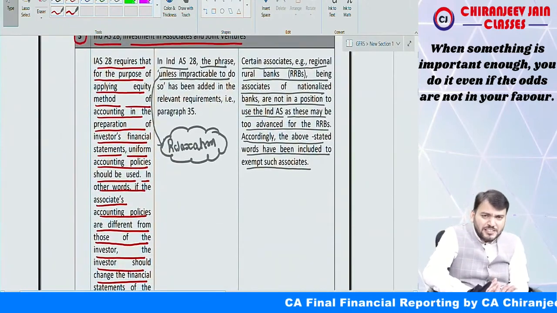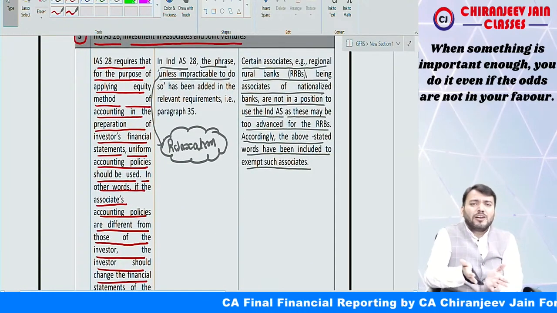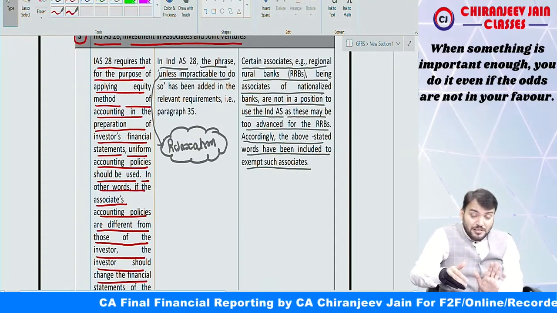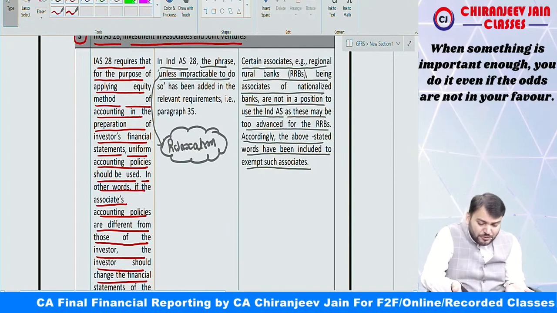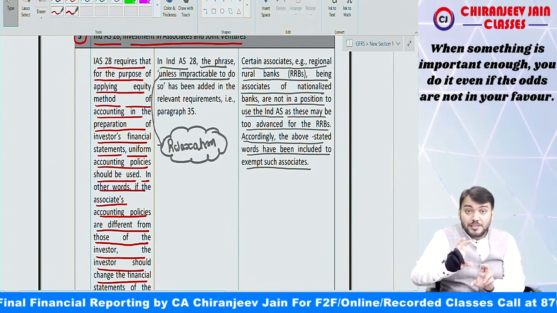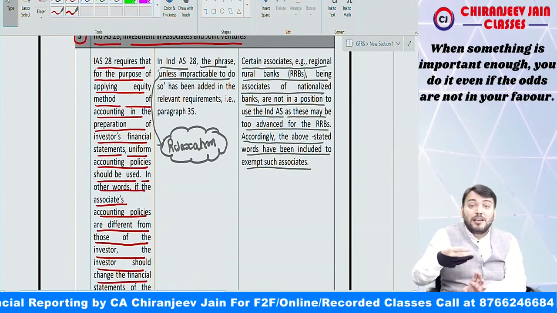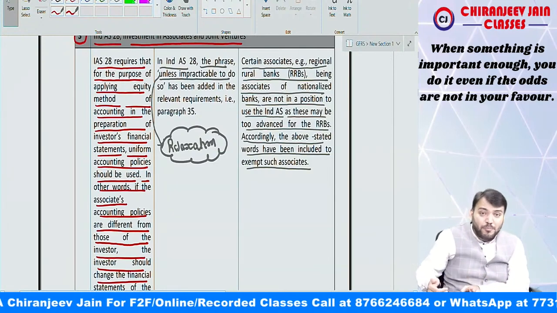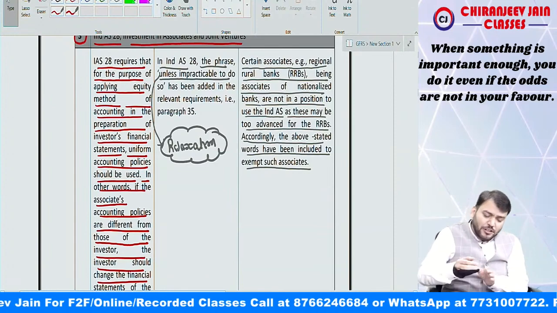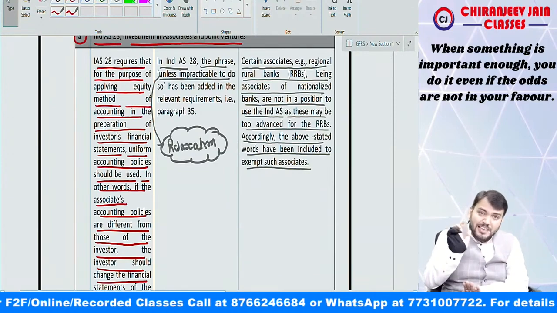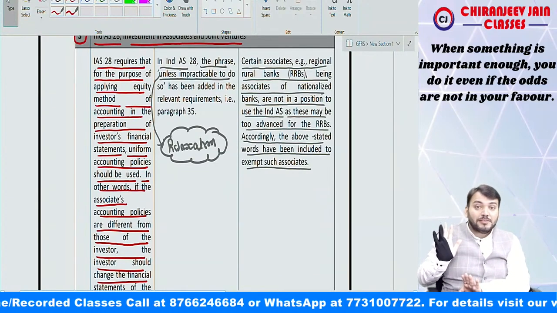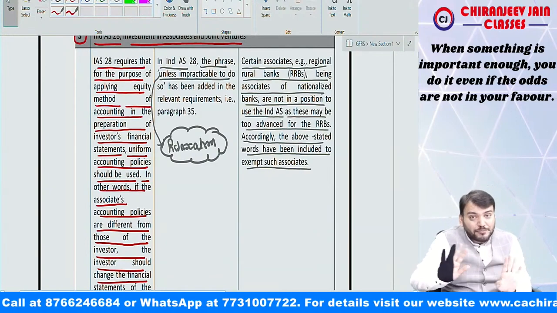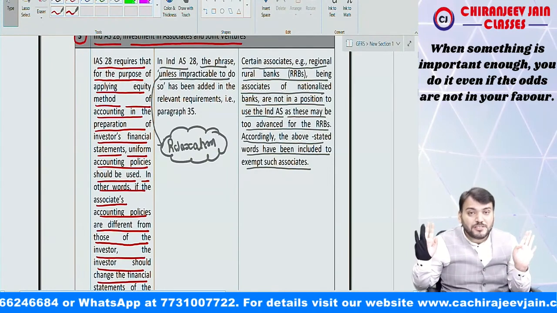But this carve out is not important from examination point of view, because there cannot be any practical based question on this. They may give a case study that there is some associate who is not able to apply the uniform accounting policies because they are not applying Ind AS. So we can use this, yes, as per Ind AS 28. There is some exemption given, but as per IAS 28, no such exemption is given.